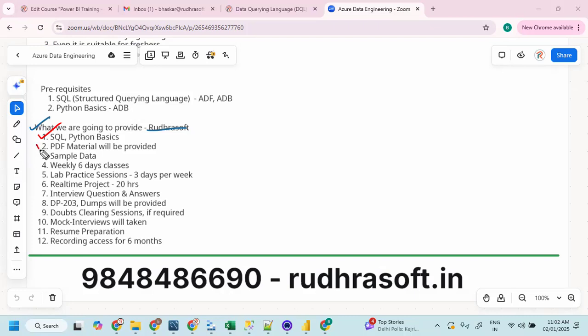And whatever I'm showing on the screen, all those materials are going to be provided in the form of PDF. So you have to do the practice with ADF and ADB. For practice, I'm going to provide sample data. And weekly, we are going to have 6 days, from Monday to Saturday.